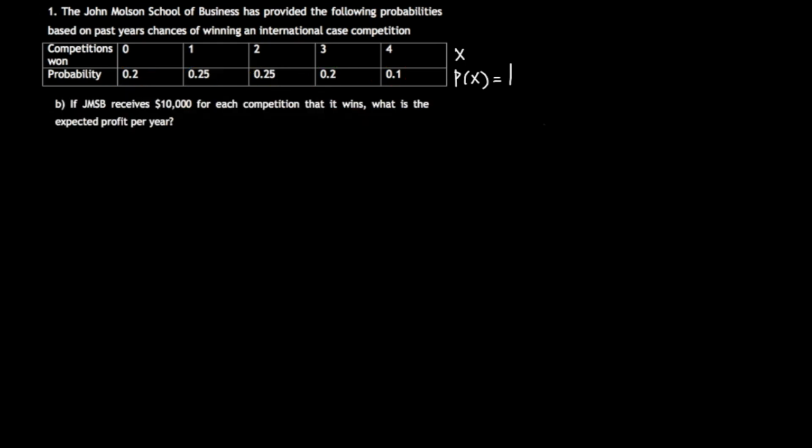All right, question B states, if JMSB receives $10,000 for each competition that it wins, what is the expected profit per year? Now, there are 2 ways to solve this question. The first one is a bit of a longer way, especially since we already solved for the mean in part A. But what we could do is simply substitute the number of competitions won by the expected profit, right? What I mean by that is, let's illustrate it.